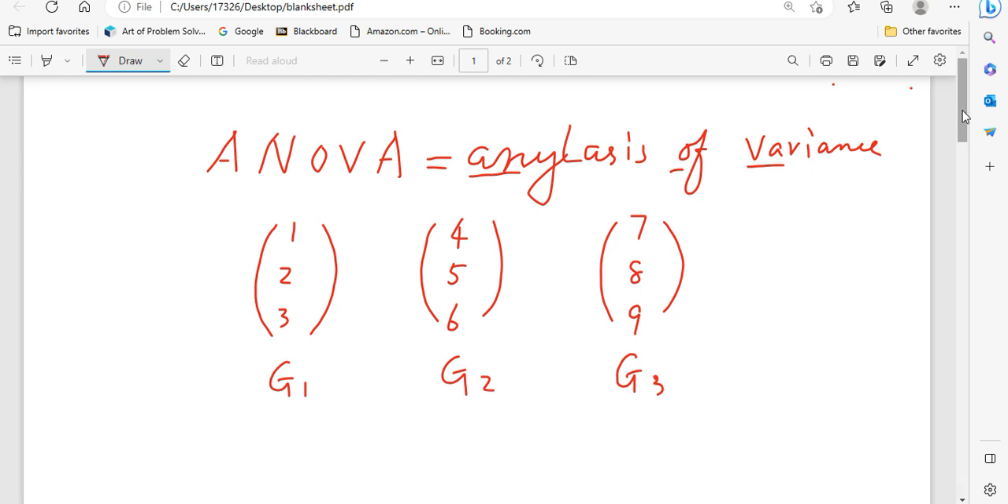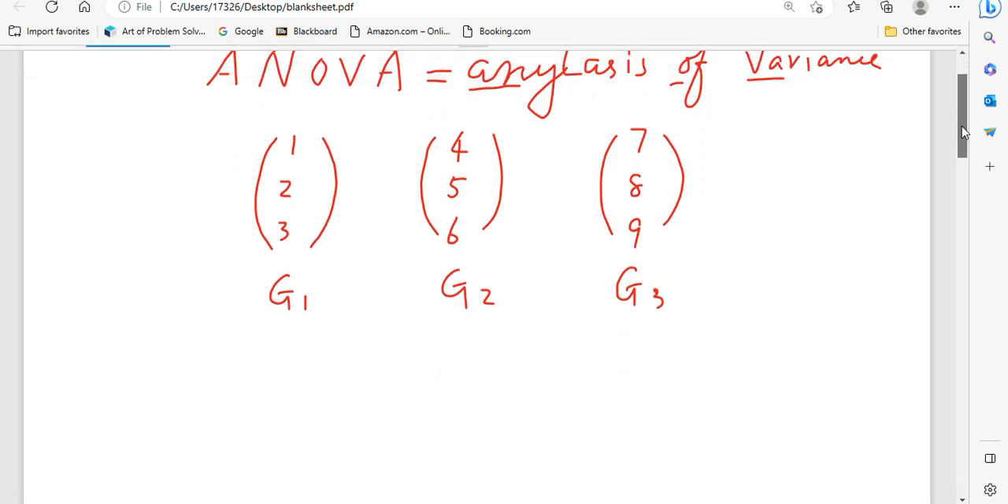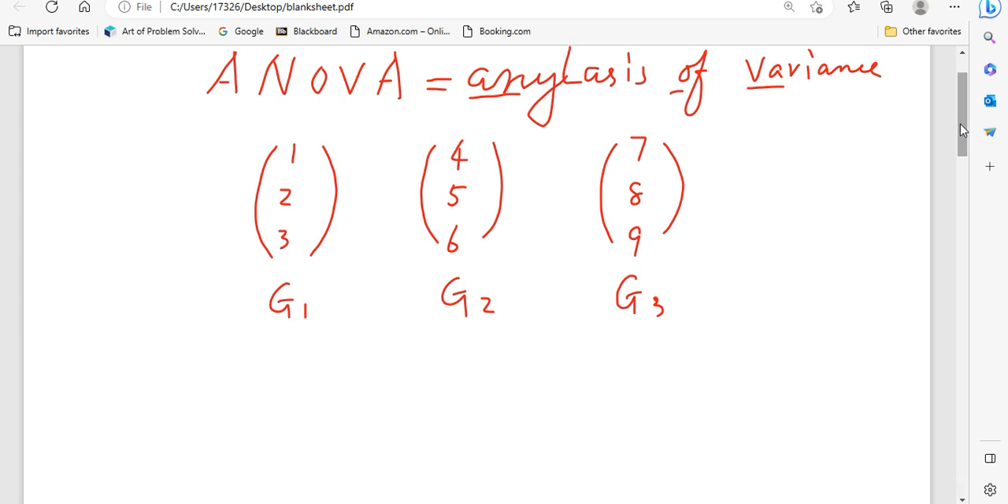So in ANOVA, we check all the change. Put all the data together, so just 1, 2, 3, 4, 5, 6. So we have variance, we have change. We believe this change comes either this way or this way. The change from this way, we call the sum of square of group.